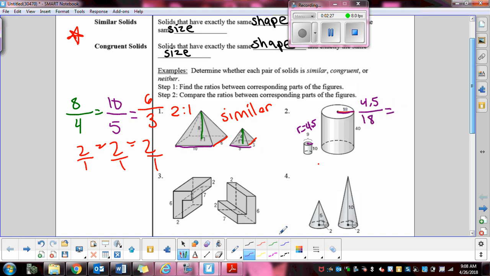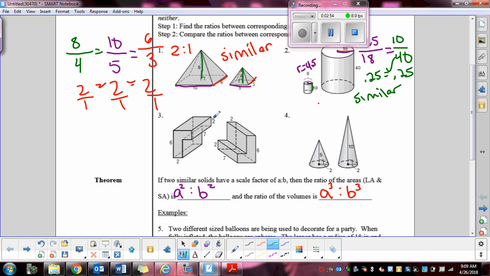Is that equal to the height of the baby one is 10 over the height is 40? Just plug that into your calculator. 4.5 divided by 18 is 0.25, or maybe a fourth. Is that equal to 10 divided by 40? Yes, 0.25. Great. So these are similar also. Let's try one that is not.